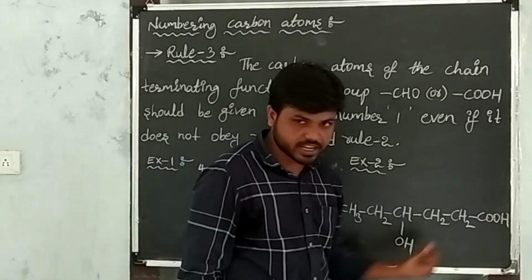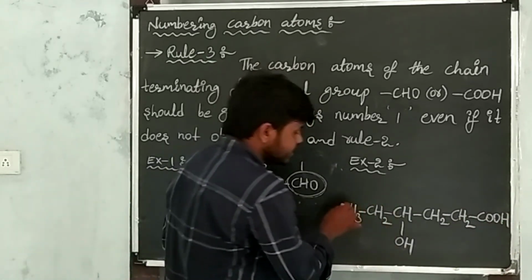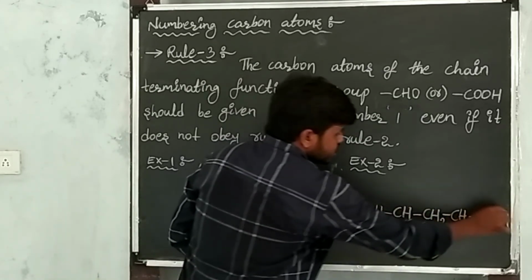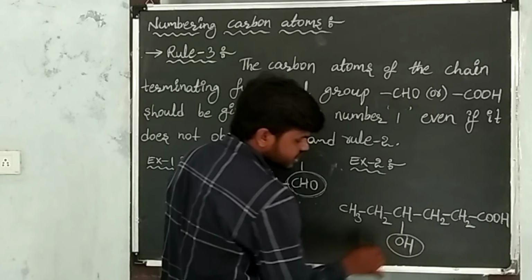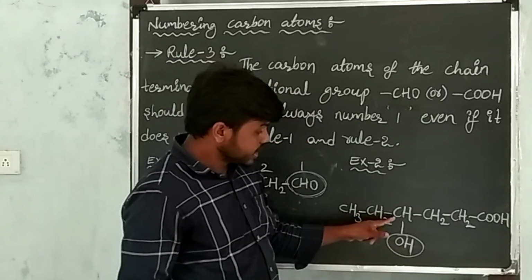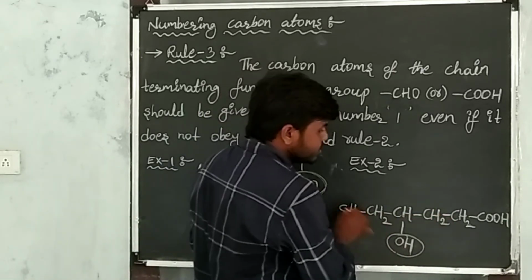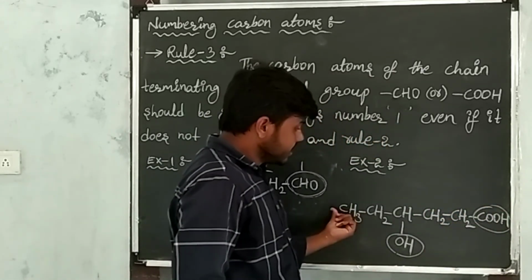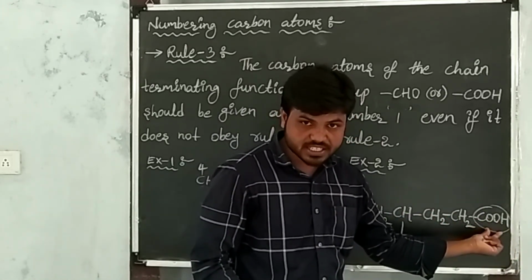Next, see another example. This is one carbon compound, and this is the principal chain of the carbon compound. Here also, at this carbon, one functional group is there, that is alcohol. In the principal chain, another functional group is there, that is carboxylic acid.